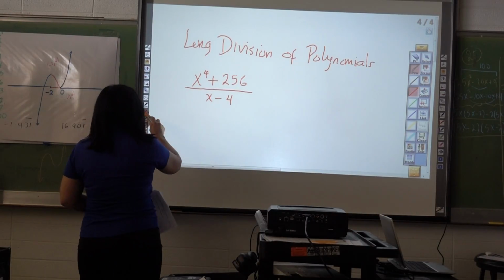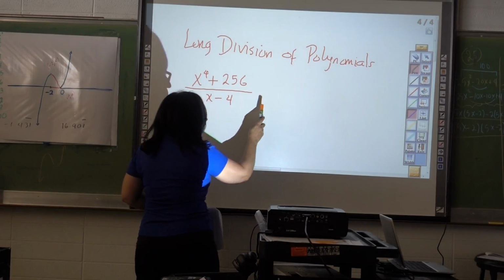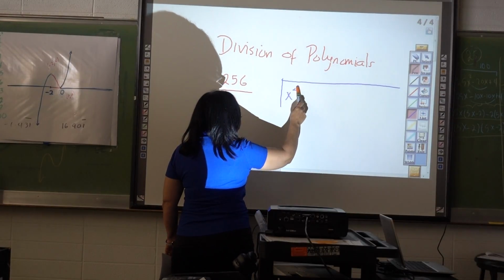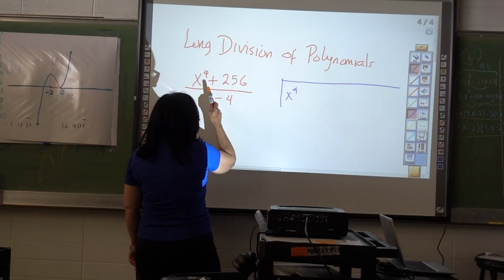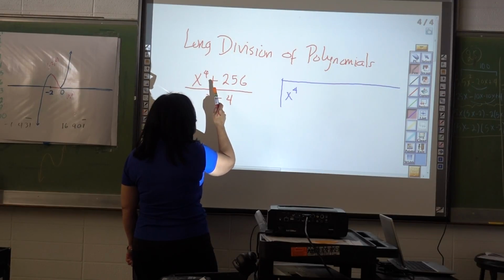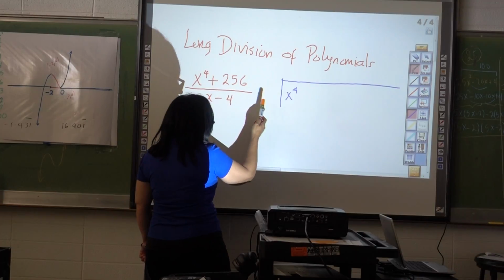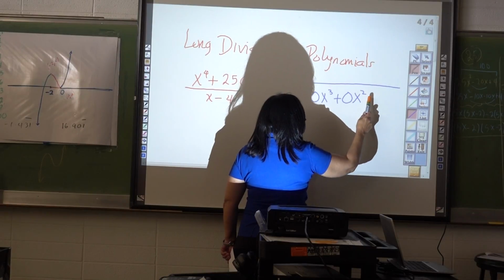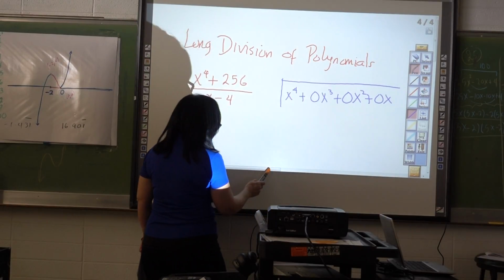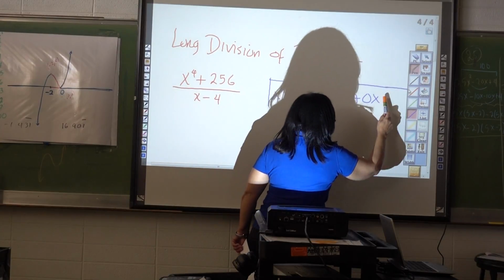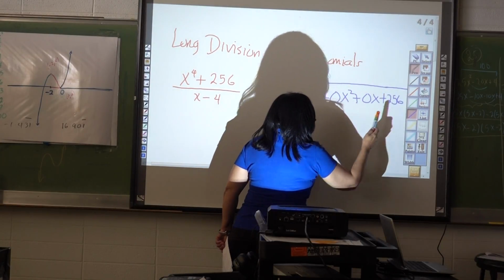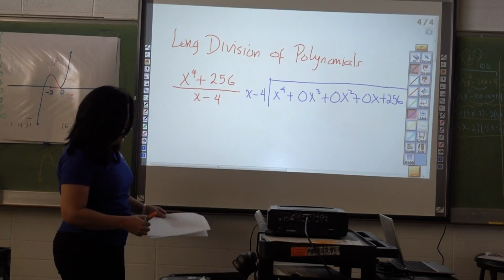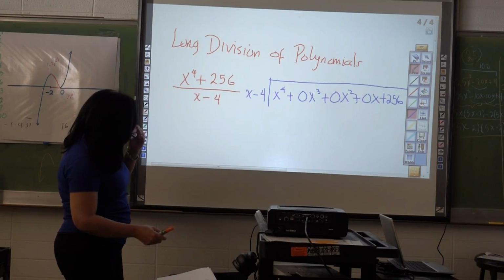So when you're missing terms, remember, first of all, we're going to write this as a long division like this. And x to the fourth, then we're missing the terms 0x cubed, 0x squared, 0x, and then the constant. So I'm going to do this: 0x cubed plus 0x squared plus 0x, and at the end I'm going to do plus 256, divided by x minus 4. We have to write it in this form for the long division process.